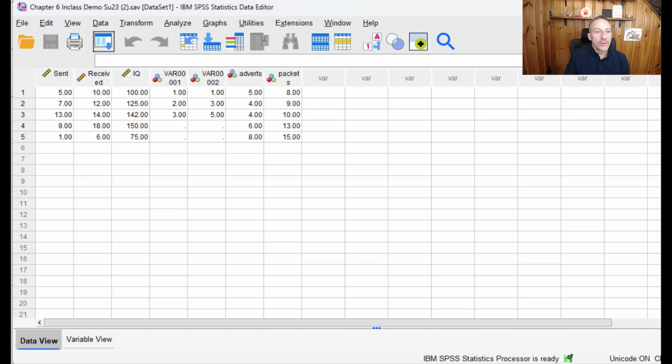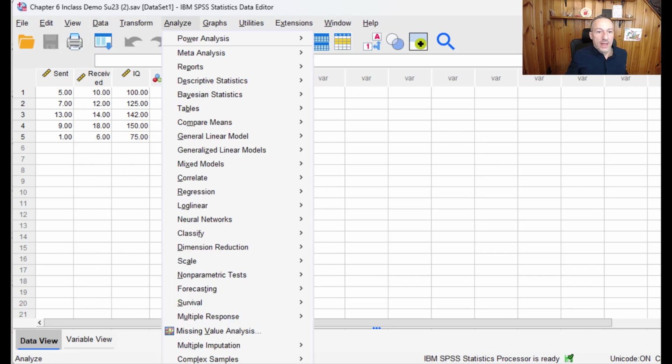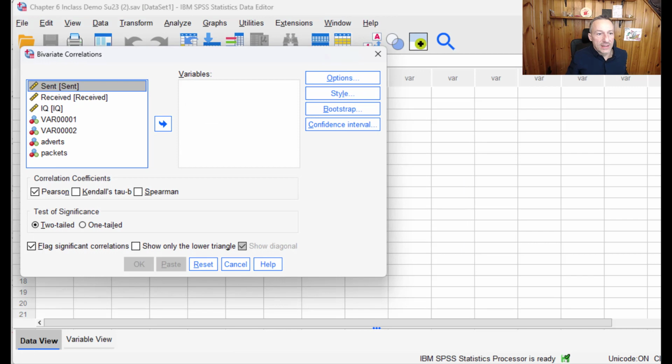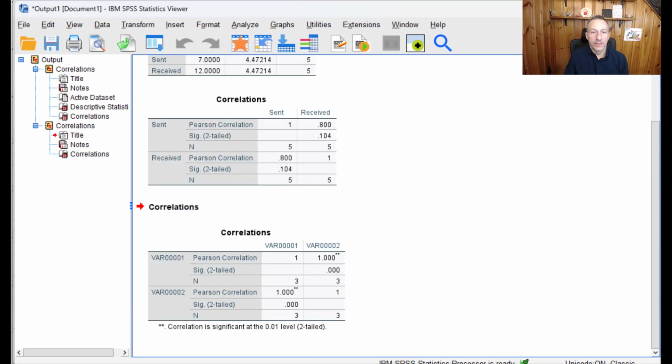All right, well, while we're here, let's see. Oh, here's the one I did by hand, 1, 2, 3, 1, 3, 5. Let's do that one real quick. Analyze, correlate, bivariate. I would reset it, move over 1 and 2. Click OK. There we go, just like I said, perfect correlation, 1.00.